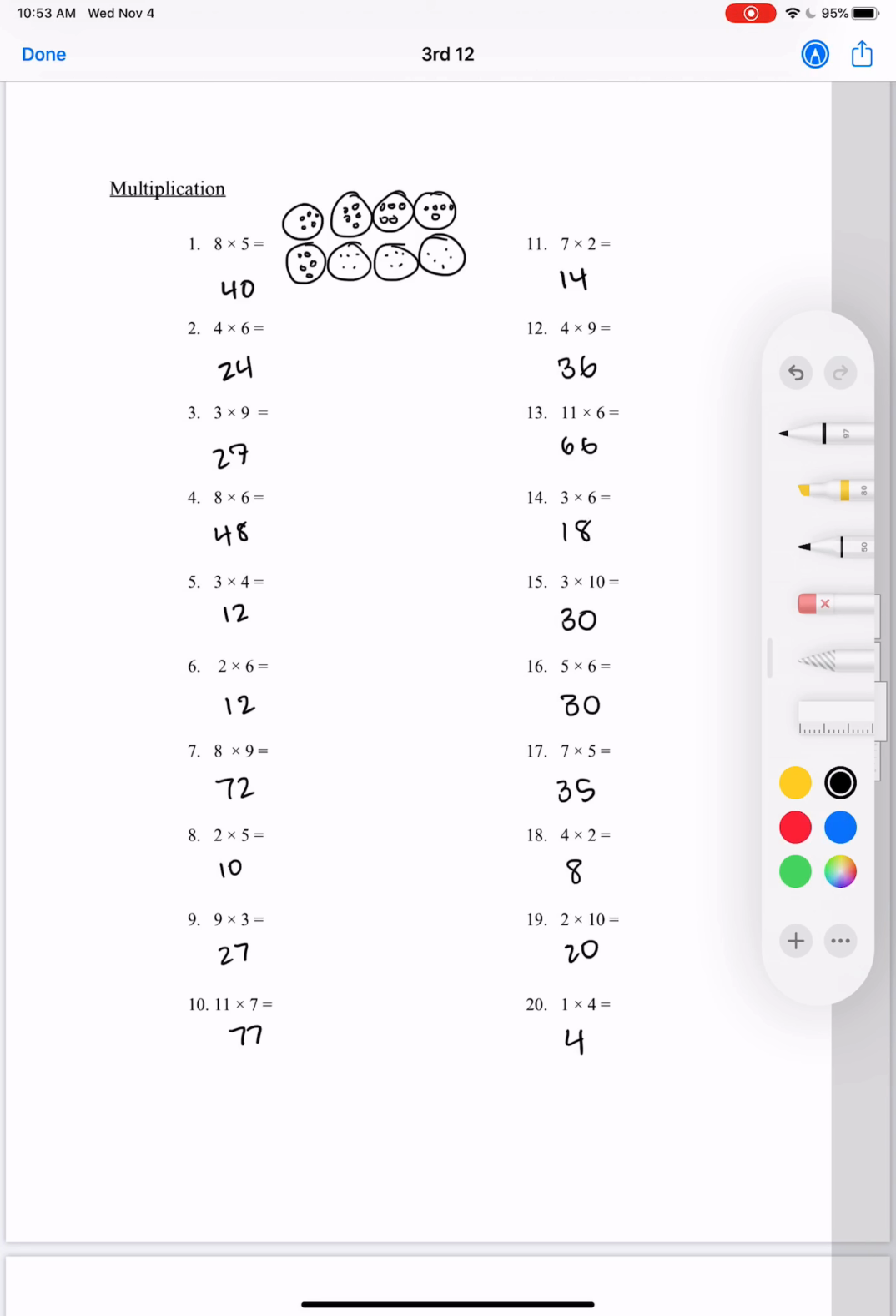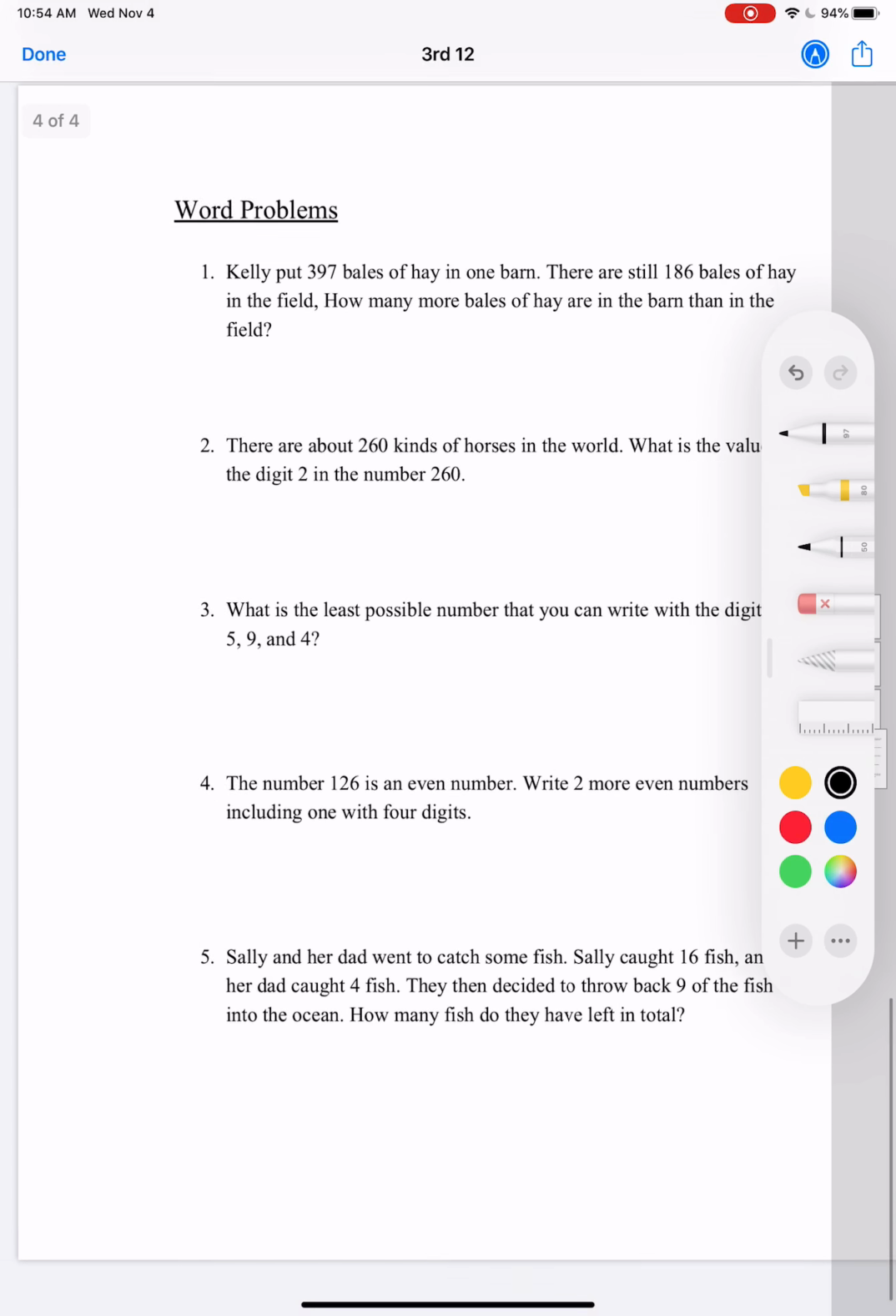So if you count how many total dots there are in all of these circles, 1, 2, 3, 4, 5, 6, 7, 8, 9, 10, and so on up to 40. As you can see, there are a total of 40 small dots, and that is why my answer is 40. But as you can see, it takes a really long time, which is why you just kind of have to memorize this multiplication.